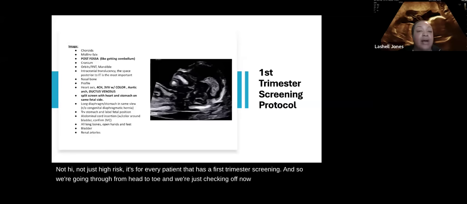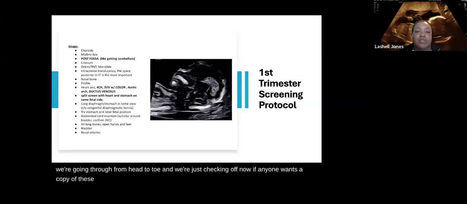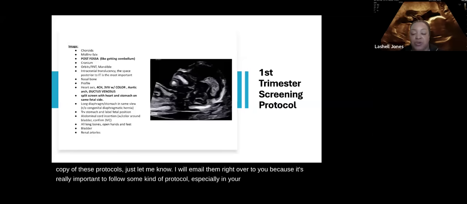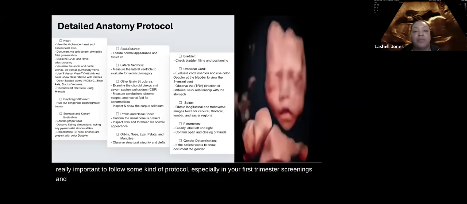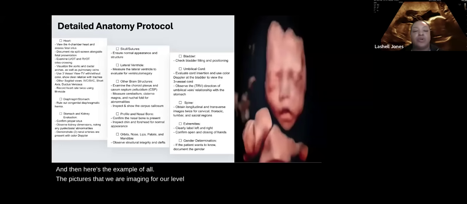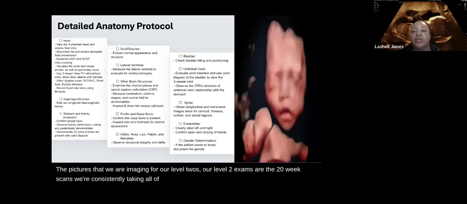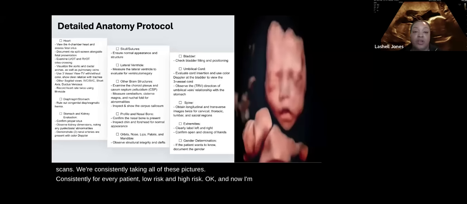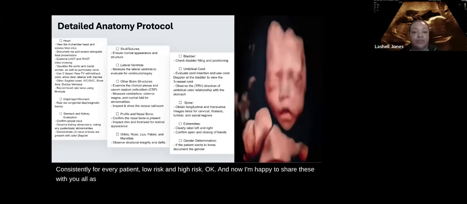Now, if anyone wants a copy of these protocols, just let me know. I will email them right over to you, because it's really important to follow some kind of protocol, especially in your first trimester screenings. And then here's an example of all the pictures that we are imaging for our level twos. Our level two exams are the 20-week scans. We're consistently taking all of these pictures for every patient, low risk and high risk. Okay, and I'm happy to share these with you all as well.